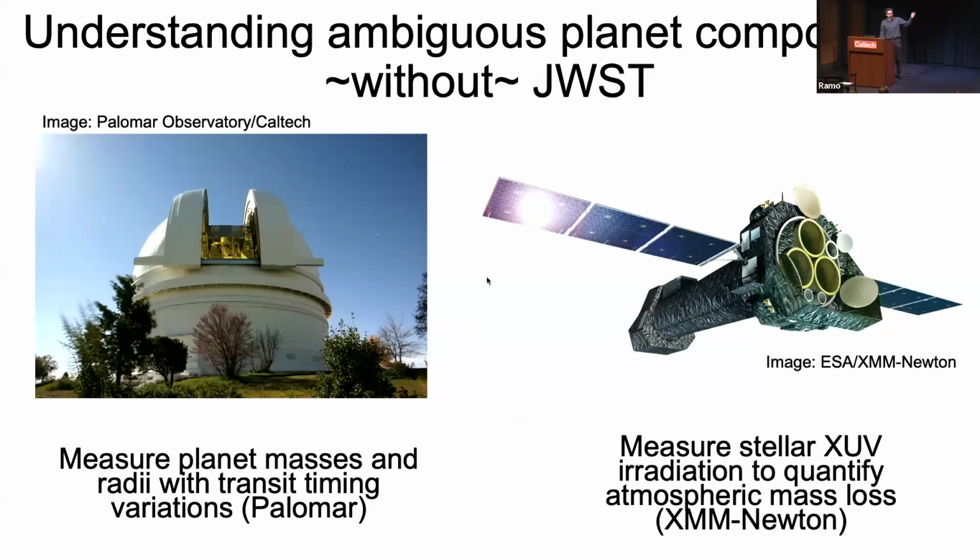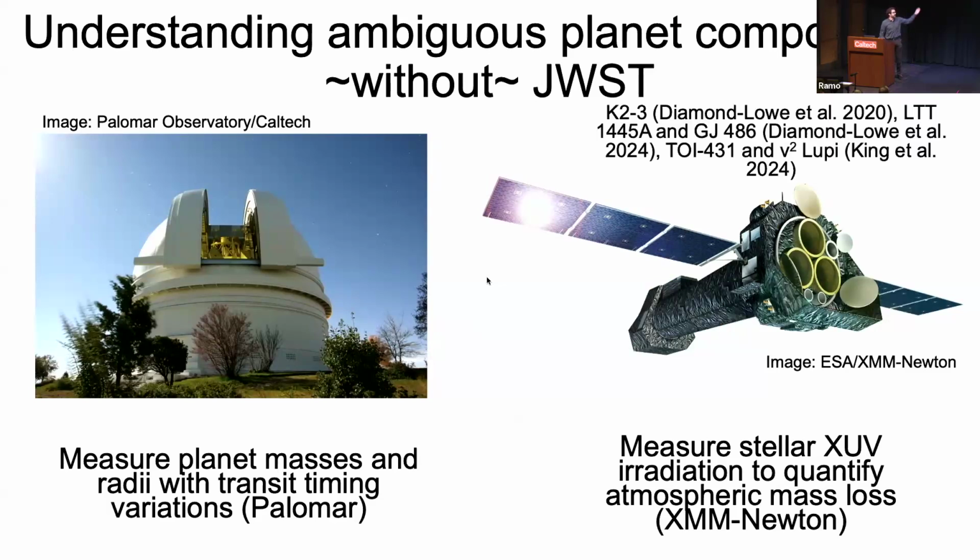And one way to do that is with the XMM Newton Space Telescope that can measure X-ray and UV photons for the host star. And then we can think about the atmospheric mass loss rate and the atmospheric mass loss timescale for these planets and use that to rule out a rock plus primordial low metallicity hydrogen-helium envelope and argue in favor of a more volatile-rich or water-rich composition for these kind of ambiguous planets. And this is not a technique that I invented. It's been applied to many other systems before, but the more planets that we add to this mass radius stellar XUV parameter space, the more carefully we can think about potential trends in composition for small planets.